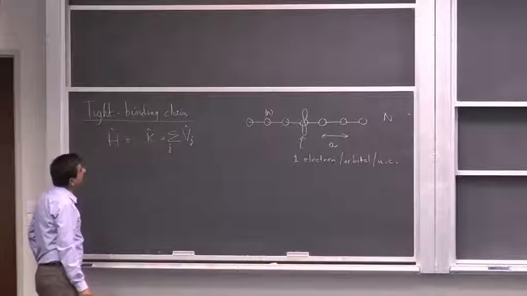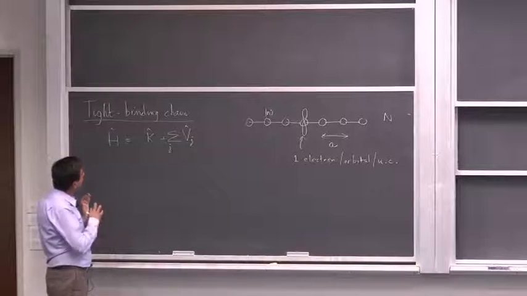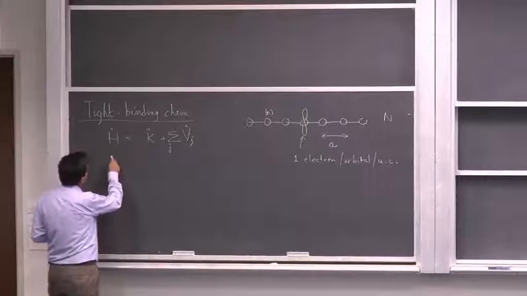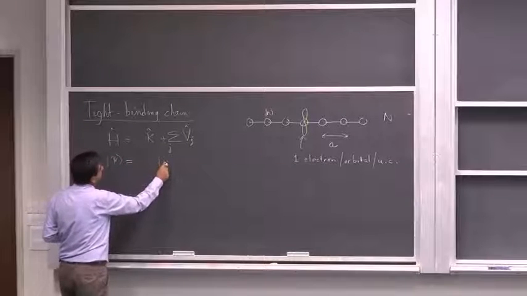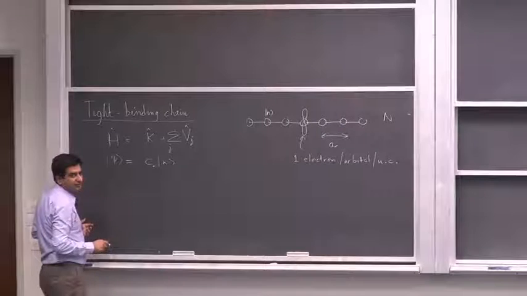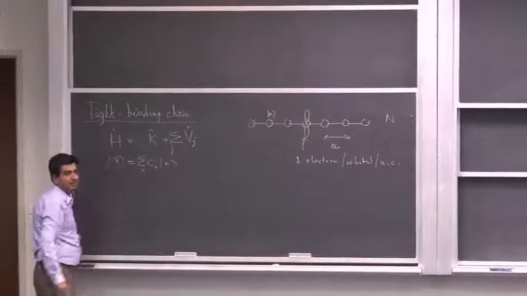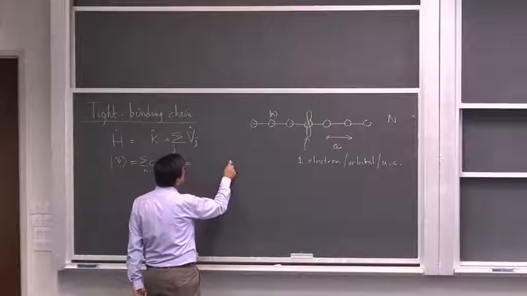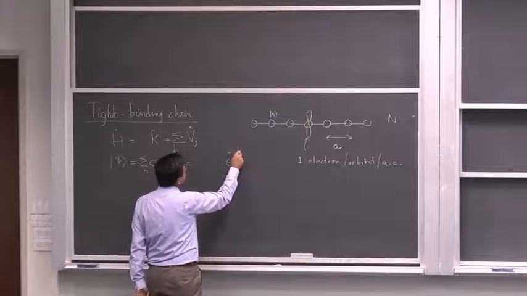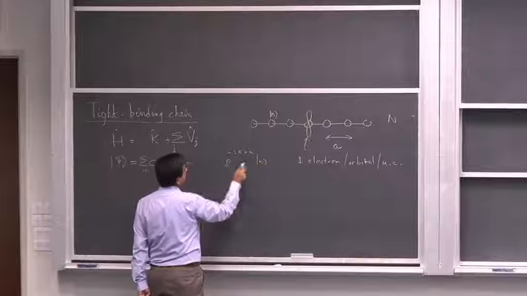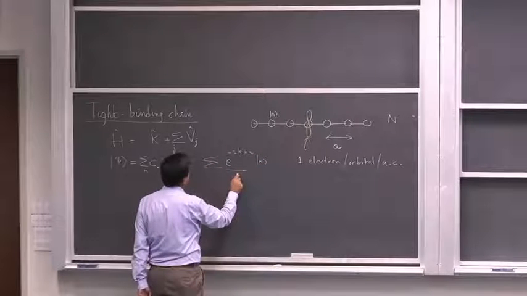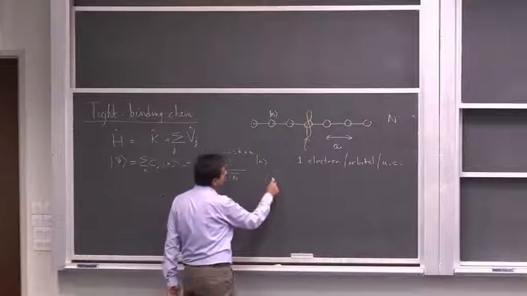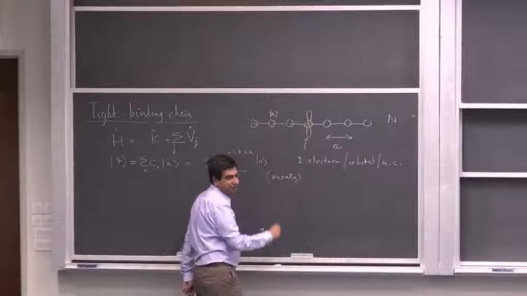Now we would like to construct a solution to this Hamiltonian. So we propose a solution psi, which is some superposition of c_n times the |n>'s. The solution that we propose is of the following form: c_n equals e raised to the power minus i k n a, over the square root of N, where N is the number of atoms. So this is our ansatz. This is the solution that we propose for the tight binding chain.